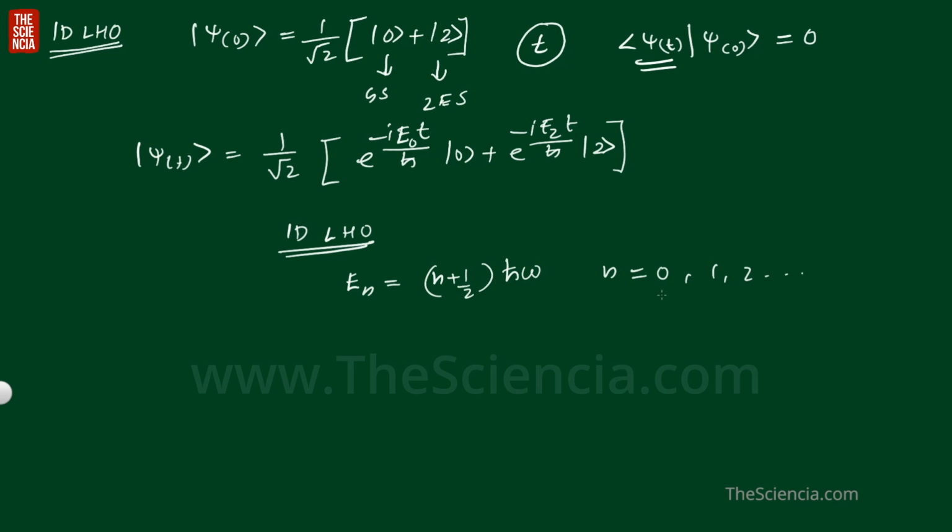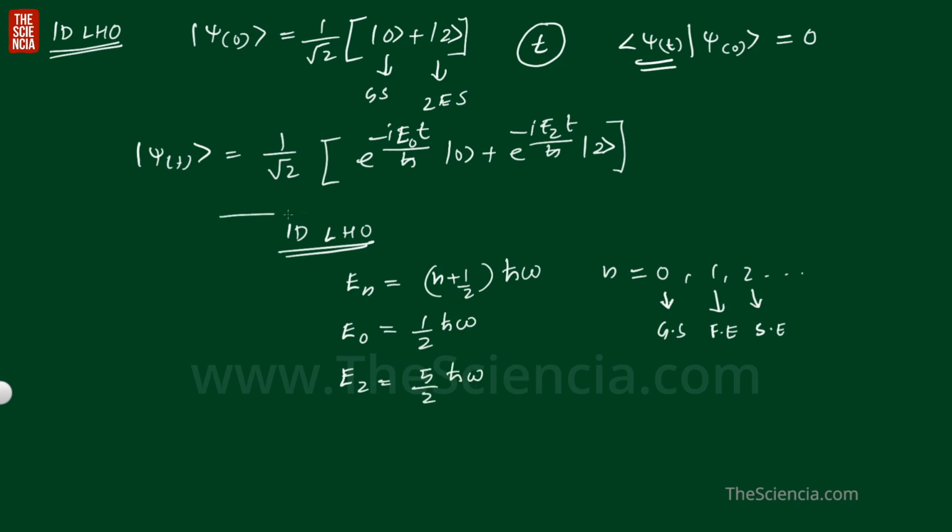If we substitute n equal to 0 in this equation, we get the energy of the ground state, and if we substitute 1, we get the energy of the first excited state, and if we substitute 2, we get the second excited state. So what is the ground state energy? That is n equal to 0, that is E0 equal to half h cross omega. And what is E2? That is 2 plus half, that is 5 by 2 h cross omega.